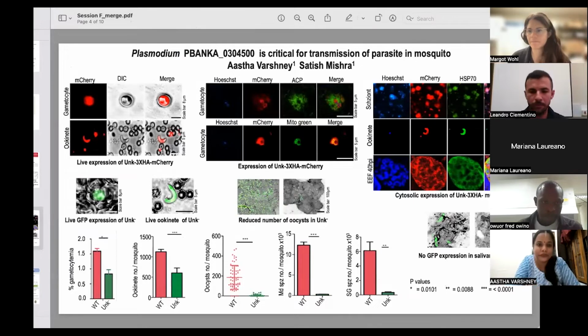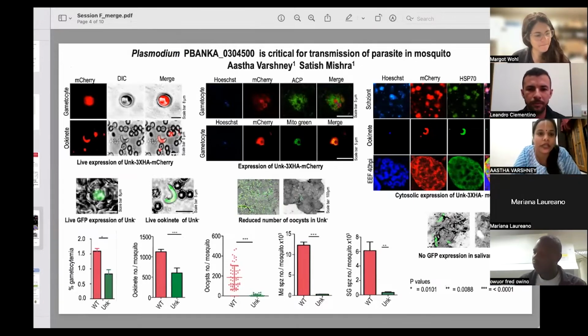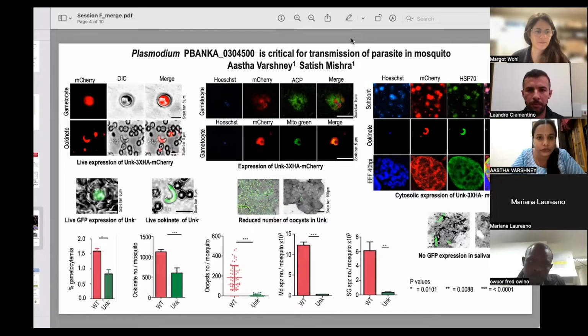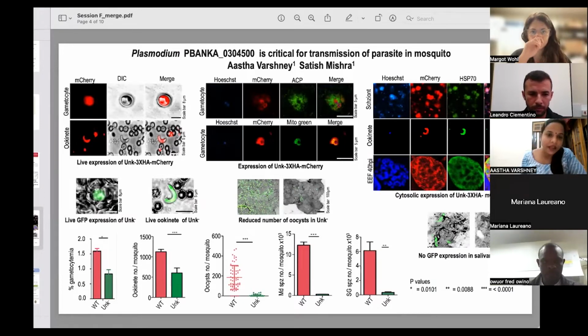Hello. Hi, good morning, everyone. I'm Asta Varshne, working under the supervision of Dr. Satish Mishra at CSIR-CDRI in Lucknow, India. I'm going to present my work, which is entitled Plasmodium PV anchor 030450 is critical for transmission of parasite in mosquito. Here, this gene is Plasmodium specific and highly conserved, with unknown function, so I gave it the name UNK.